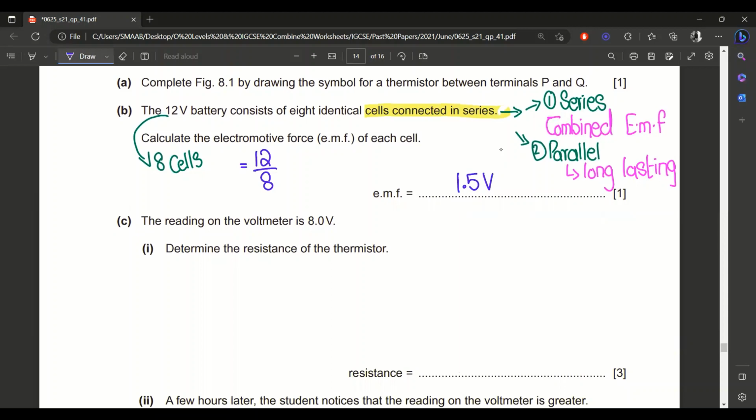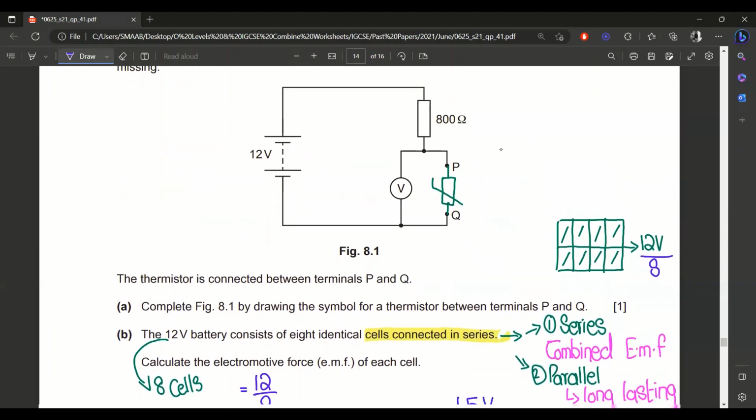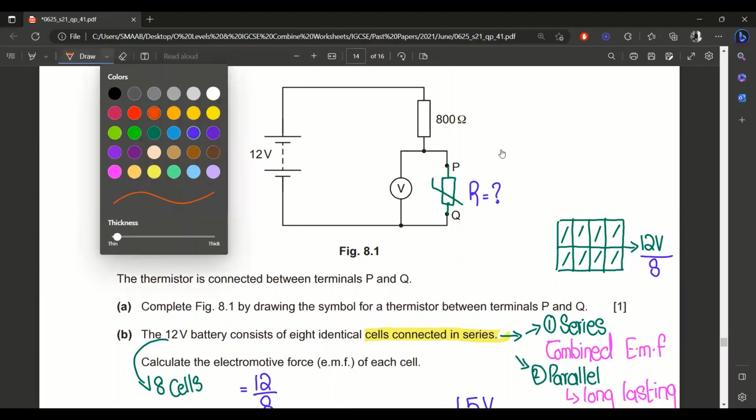So we have a reading on the voltmeter of 8 volt. Let's check the diagram again to see how it is represented. They are talking about the resistance of this thermistor. Do you remember the formula for the potential divider that divides the voltage? No, that is for the EMF. Okay, there is a simple formula, don't worry.